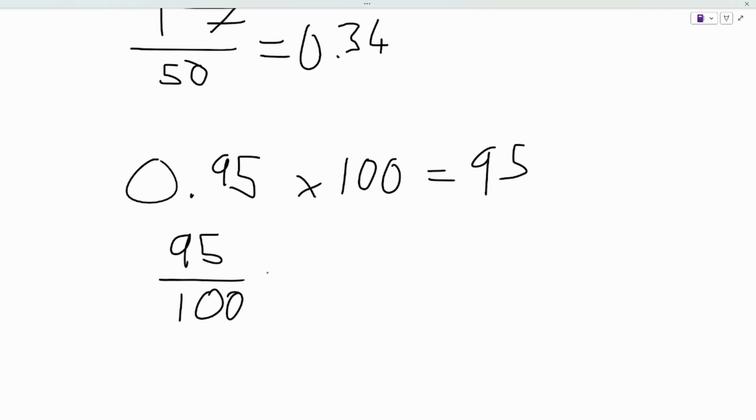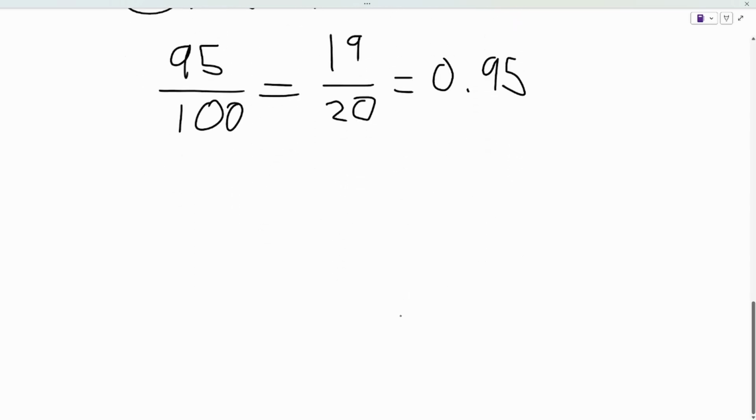It's 95 over 100. Again, simplify it if you can. I know to do this straight away, 5 goes into both of them, and just doing some mental maths in my head, I know 5 goes into 95 19 times, and into 100 20 times. And can we simplify that any further? No, we can't. So our final answer, our simplest answer, is 19 over 20 is 0.95.